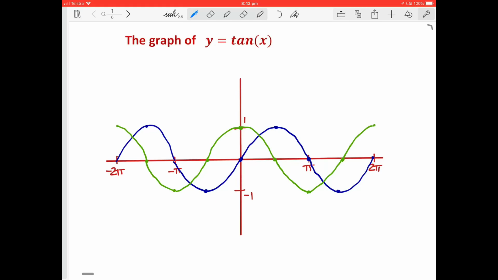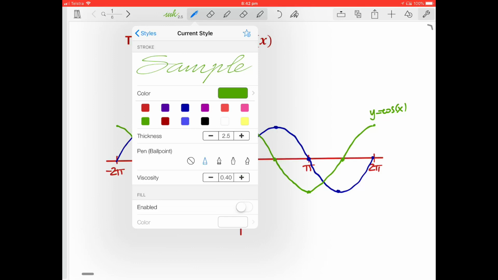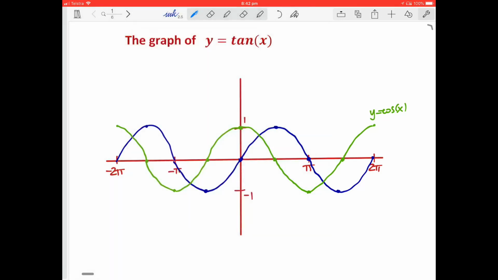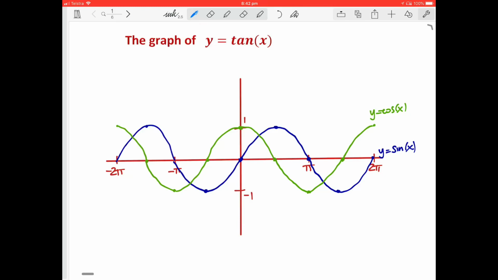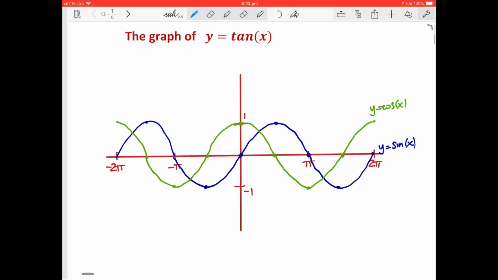So I've drawn by hand both sine and cos here. I probably should have labeled them so you know which one's which. This one here is cos x, and the blue one is sine x. I have drawn them between negative 2 pi and 2 pi, just so you can get the idea of what tan looks like.